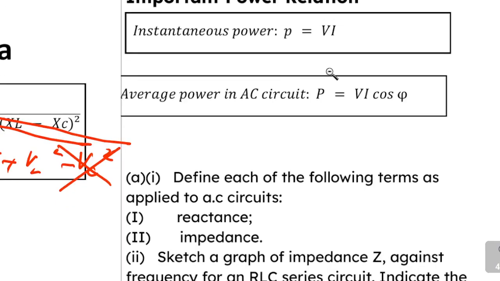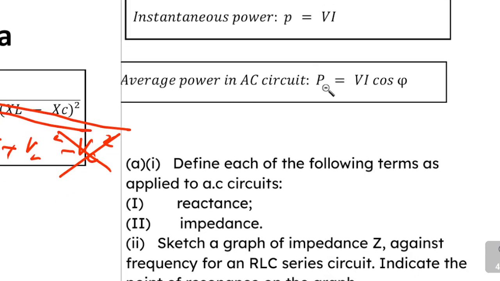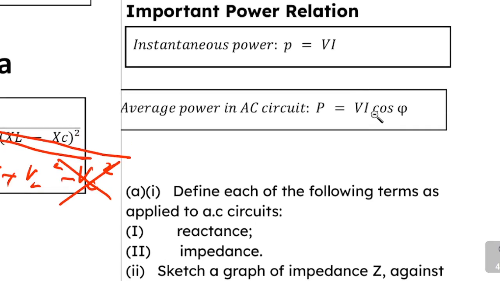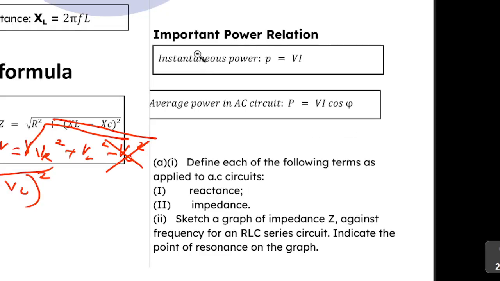Is the current. So for us to calculate average power, we multiply VI by the power factor. In the last video, we mentioned that the power factor is cos phi. The cosine of the phase angle is called the power factor. So take note of all those formulas. All these formulas are going to be very, very important in calculations. That's why we are looking at them again.